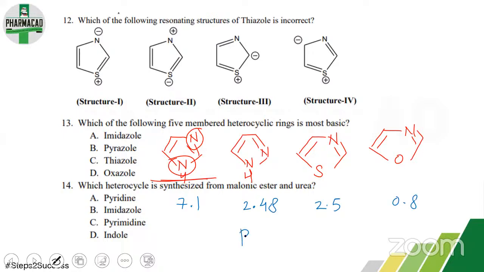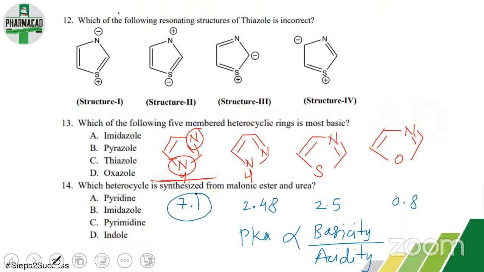We know that the pKa is directly proportional to basicity and inversely proportional to the acidity. So this is having the highest pKa. It means it is the most basic because it is having direct proportionality. So the answer is option A. Whereas the least basic is this oxazole.